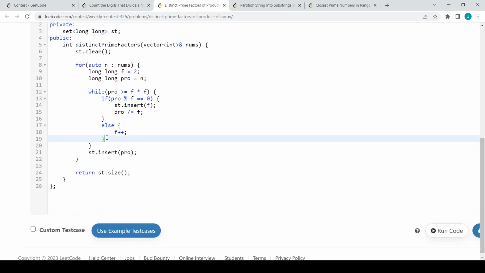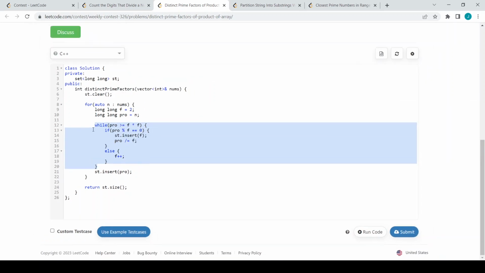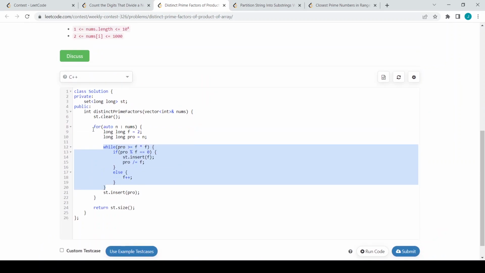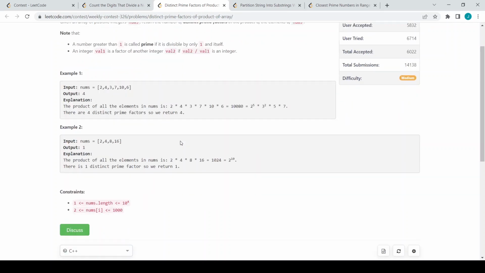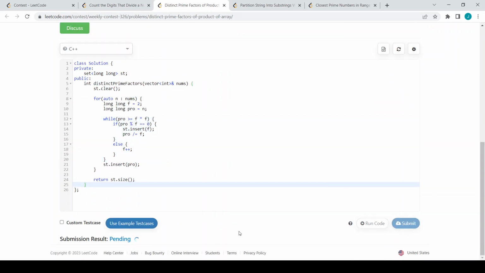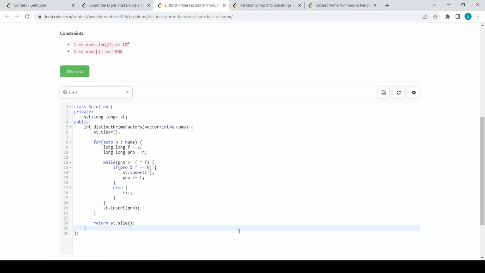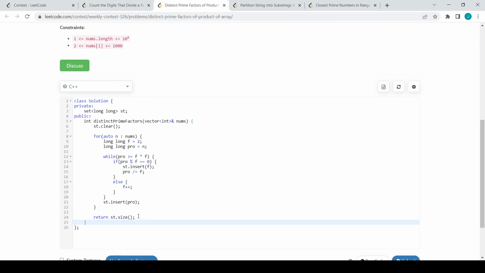If you do it in your notebook, it will be pretty simple to understand and you will never forget this approach. It is good to know about this while loop to find the prime factors. So that's it for this problem, and I will also submit the code. Great, it gets accepted. Hope you like the solution, and let me know in the comments if there are any suggestions.